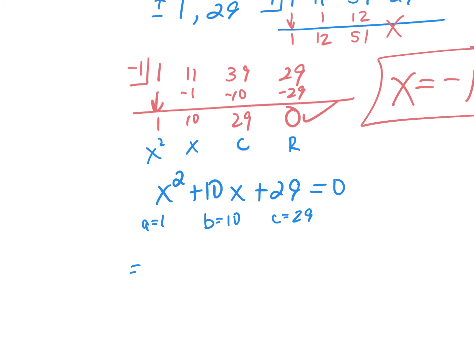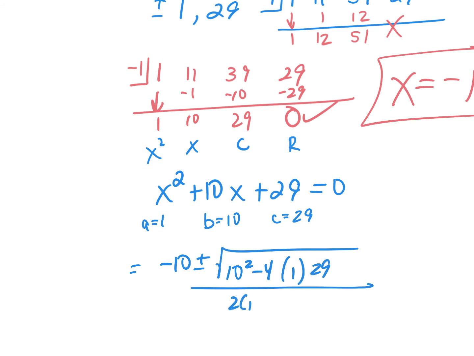Yes, but it won't work, and it'll just prove to you that there are no real zeros because these end up being imaginary. So I have negative 10, good thinking though, Pablo. 10 squared minus 4 times 1 times 29, all over 2 times 1.